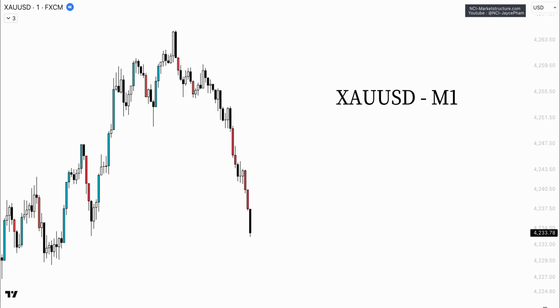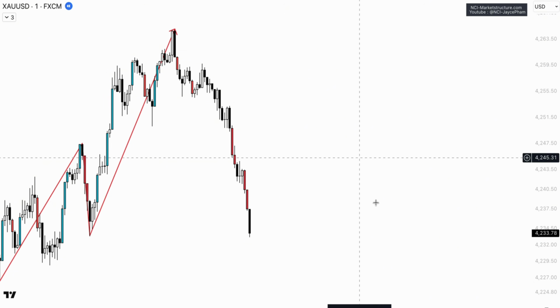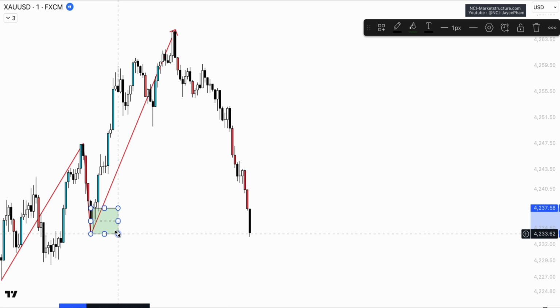Still looking at gold on the M1 time frame, we quickly determined that the market was in an uptrend and that this was a key level for the current uptrend.